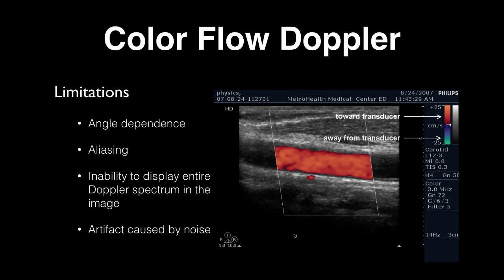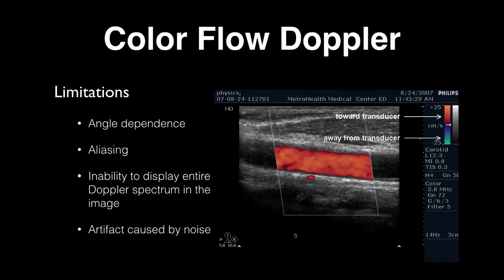You also need to consider the possibility of aliasing, where you have an incorrectly assigned flow direction. And remember, that has to do with your sampling rate. If you take the frequency of the Doppler signal, you need to be sampling it at a rate that's twice that frequency. If you're sampling it at a rate that's below that, you're going to get inappropriately assigned flow directions.